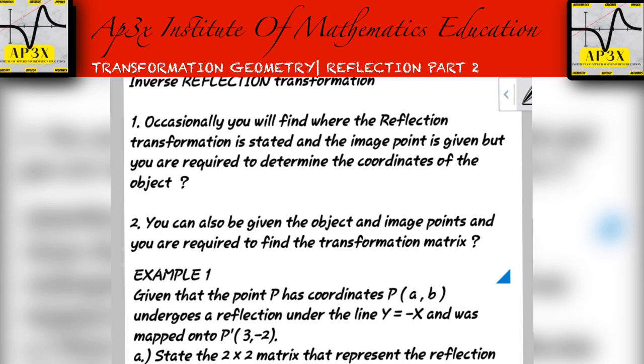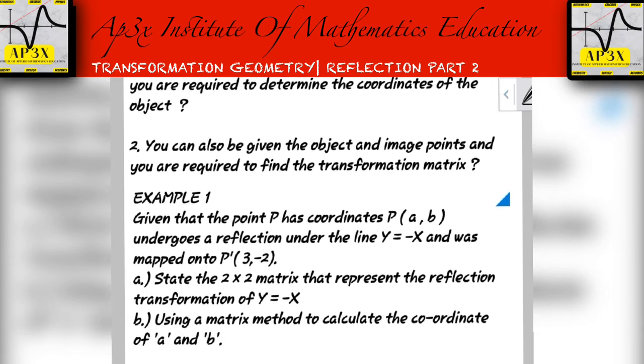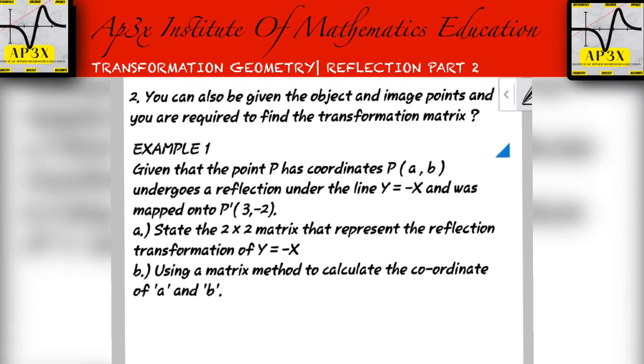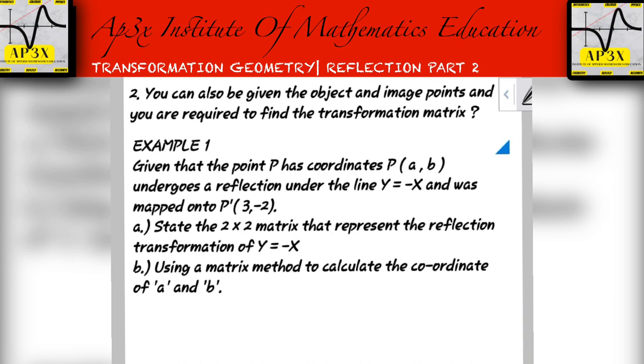Or it's possible that you can be given the object and image points. So you can be given the object points and the image points, and you're required to find the transformation matrix. So I have an example here that demonstrates this calculation. In example 1, given that the point P, so I'm just using a single point to demonstrate the calculation, has coordinates (a, b), which in this case is obviously our object.